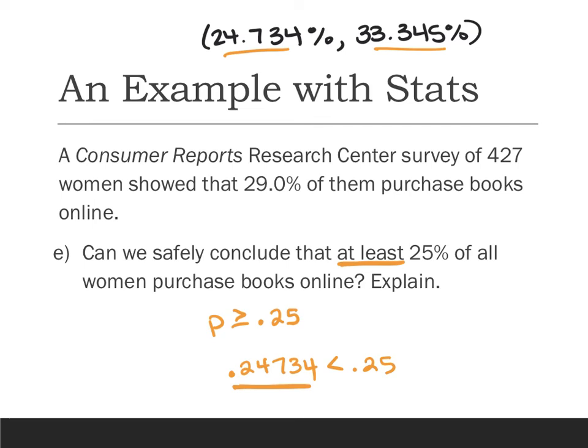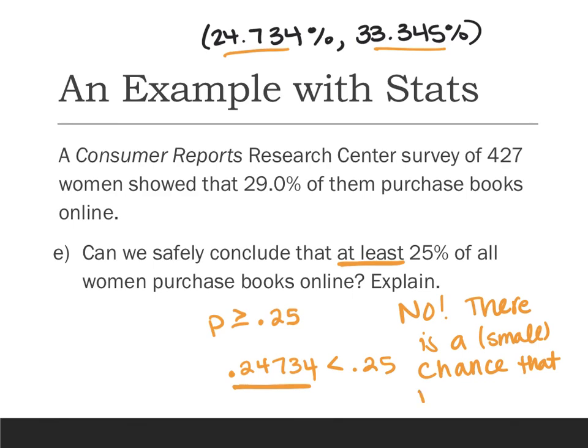And so I cannot, there is a chance, and I'm going to put small in parentheses. There is a small chance that P is less than 0.25. So no, I cannot safely conclude that at least 25% of all women purchase books online. That's the trickier one of those two questions.